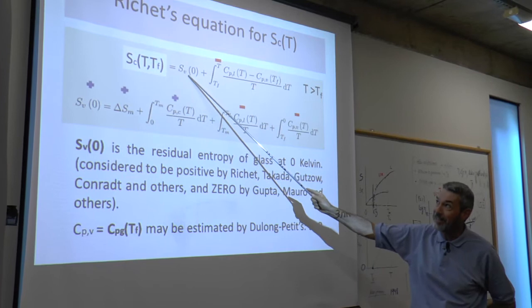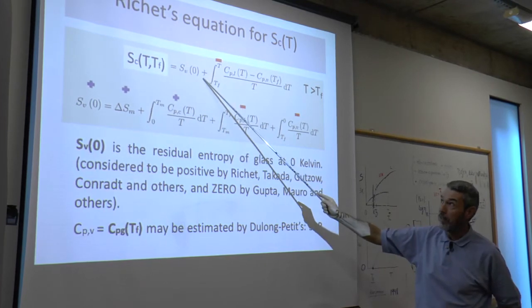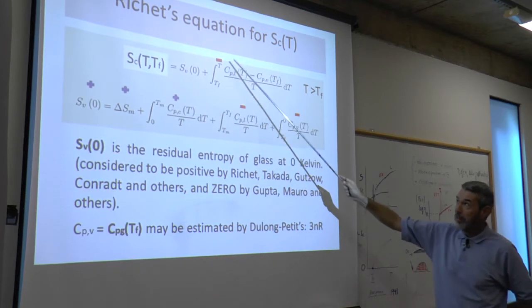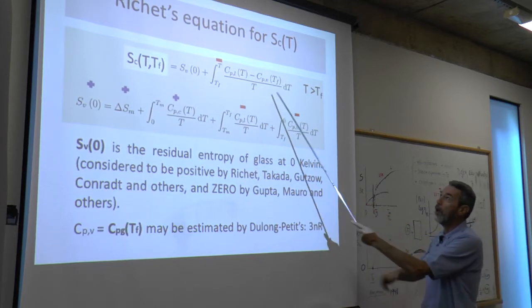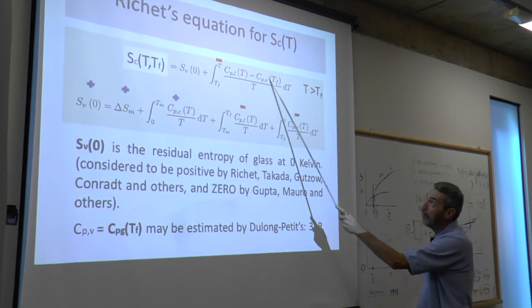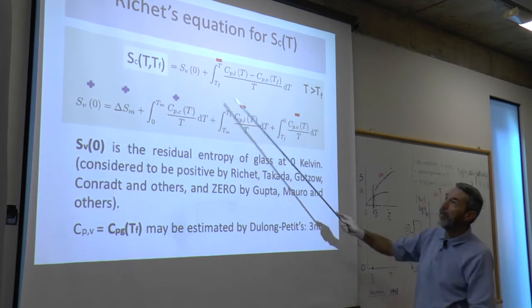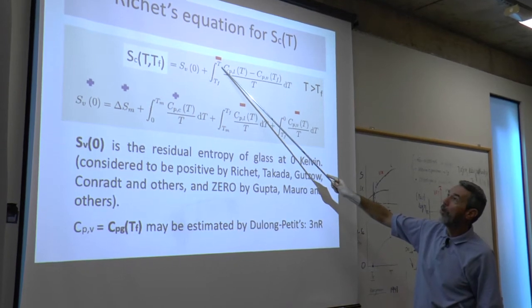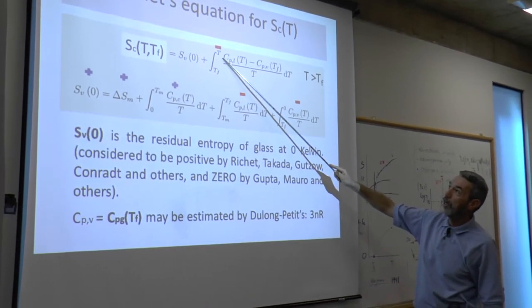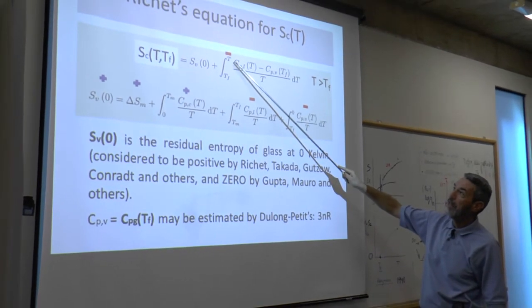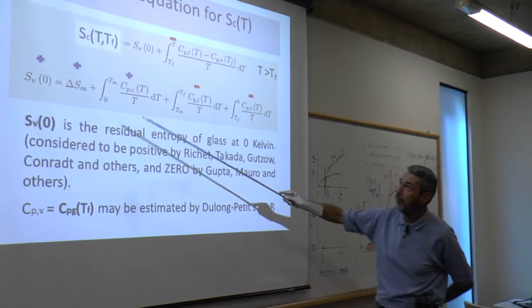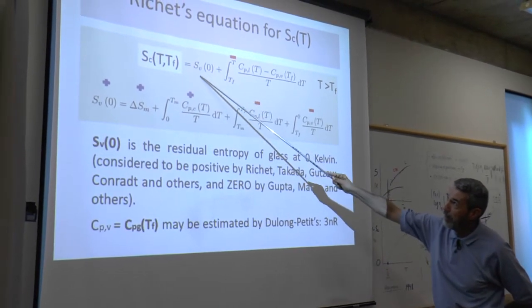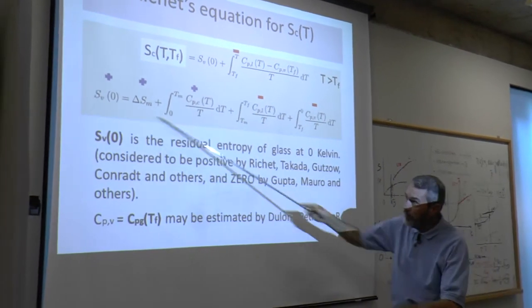So the entropy of the glass at 0 Kelvin plus the difference, this integral here, which is the specific heat of the supercooled liquid minus the specific heat of the glass, vitreous again, at Tf, divided by T. So this integral here will be negative because T is always larger than Tf. So this term here will be negative. And then we have this part here. The entropy of the glass at 0 is given by this expression.